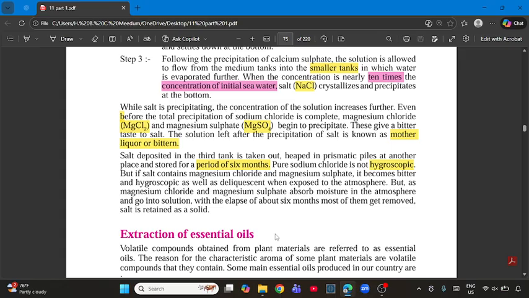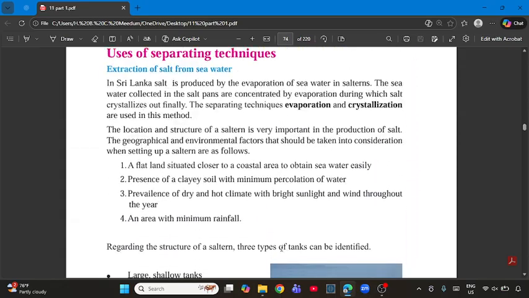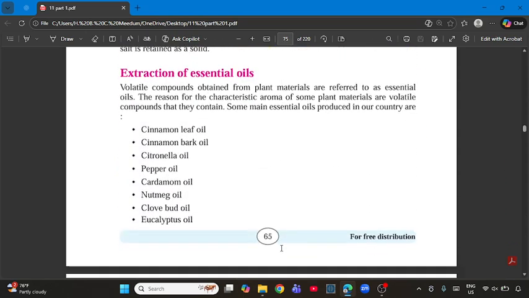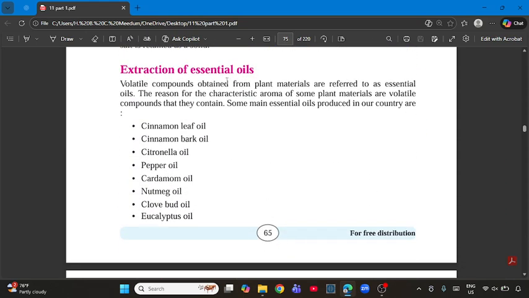So this is the method of how the extraction of salt from seawater occurs. Now we are going to talk about extraction of essential oils. Volatile compounds obtained from plant materials are referred to as essential oils.